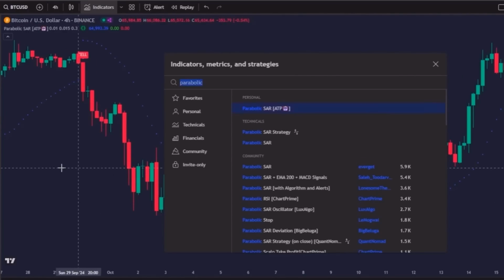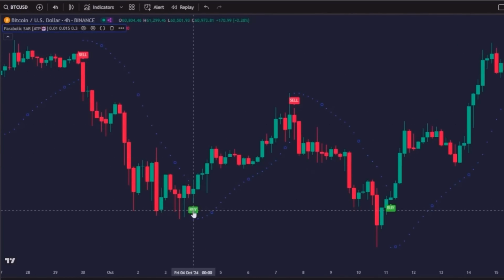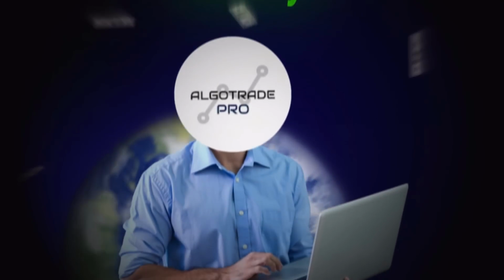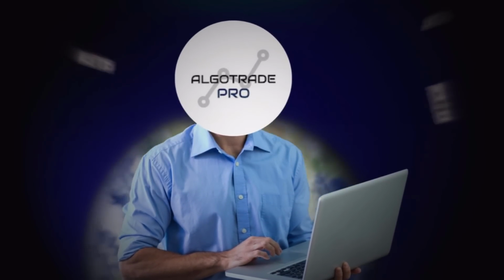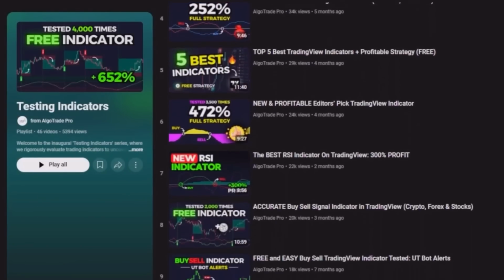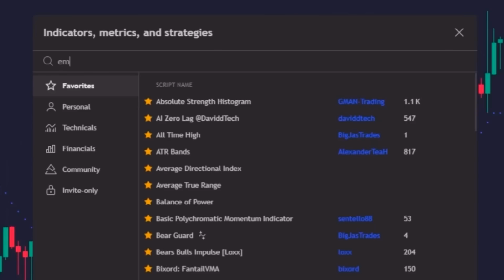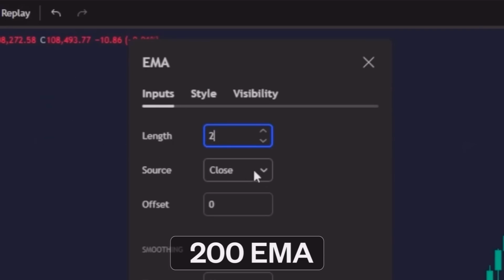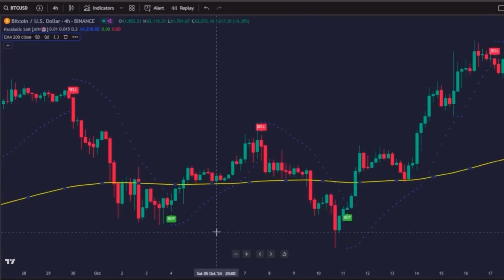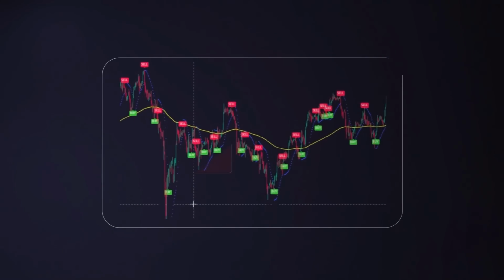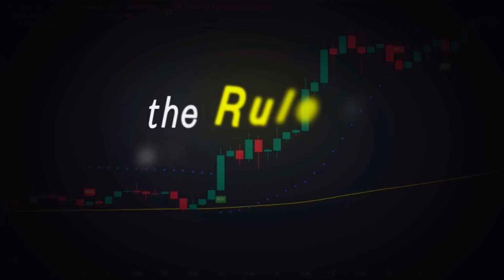Now that we have covered how to set up and use the Parabolic SAR, let's move on to the part that really matters. Discover if this indicator can actually make us money. And to make this test as realistic as possible, we are going to follow the same framework we have been using throughout this series. To begin, we are going to apply a simple but effective trend filter, the 200 period exponential moving average. This helps us stay aligned with a broader market direction and filter out trades that go against the trend.